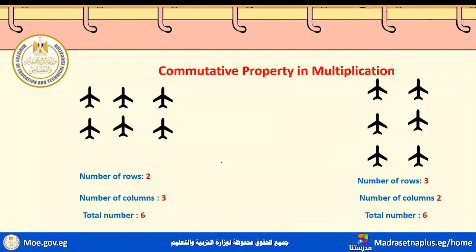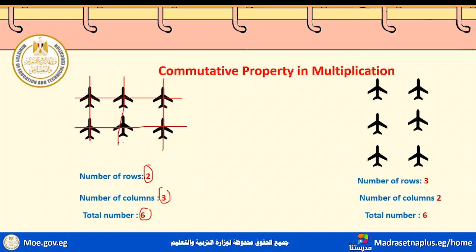Commutative property in multiplication. What does that mean? That means for each array we have rows and columns, or columns and rows. For the left one, this array consists of 2 rows and 3 columns. Total number equals 6 elements, 6 planes. What happens if I change rows to become columns and the columns to become rows?